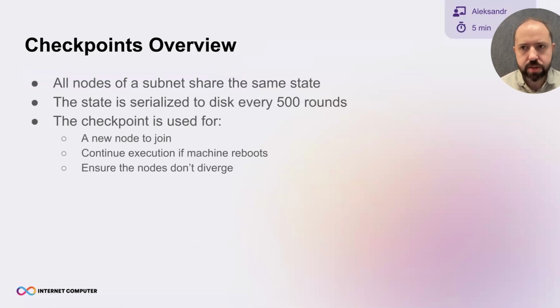Another is if a machine reboots, for example, due to a power outage or due to the replica upgrade, the weekly upgrade. And the third reason is to ensure that the nodes don't diverge. So when we serialize all the state to the disk, we run more extensive checks, and we check that the state across all the machines is the same. So if it does diverge, which can only happen due to a software bug on the replica side, we notice this as early as possible. Next slide, please.